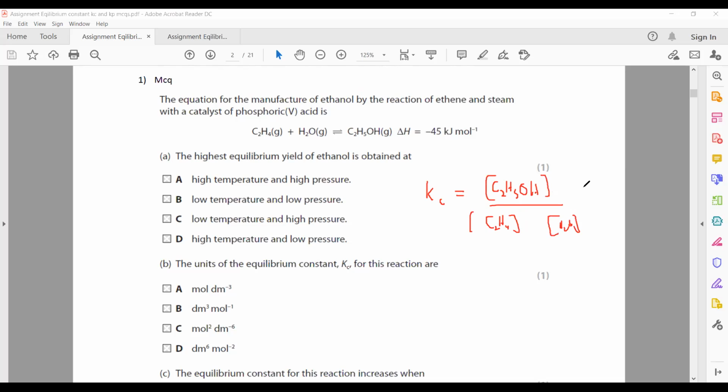This one is mole per dm cube, and this is mole per dm cube, so that will cancel. So it will be dm cube divided by mole, or mole inverse. That's why B is the right answer. That's correct.